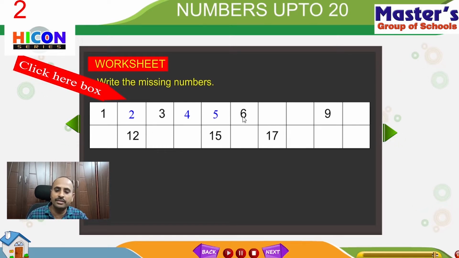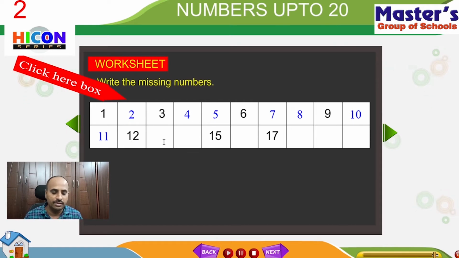The next number that comes after 6 is 7. So write the 7 in the blank. And after 7 we will get 8. So write 8 in the given blank. So after 9 we will get 10. So write the number after 10. So after 10 the number is 11. And the number that comes after 11 is 12, which is already given in the table.